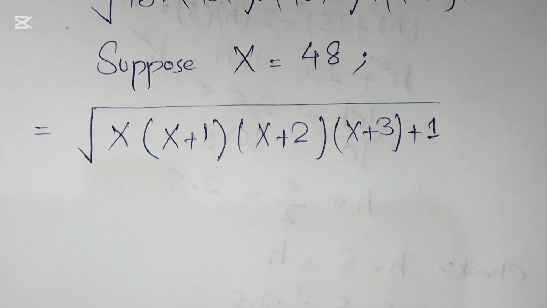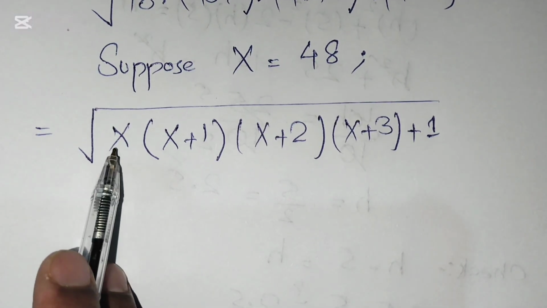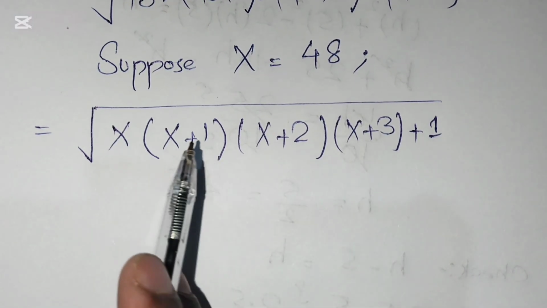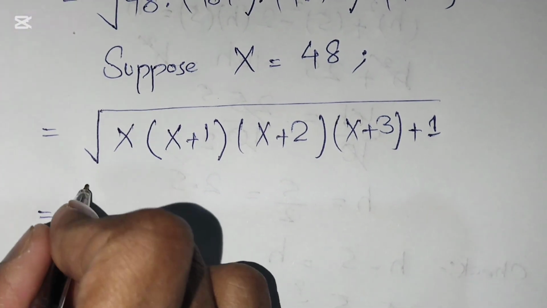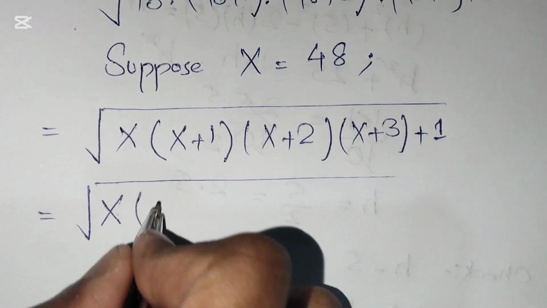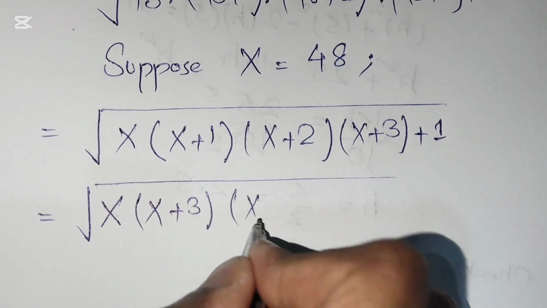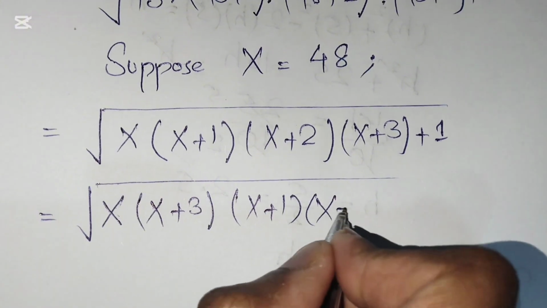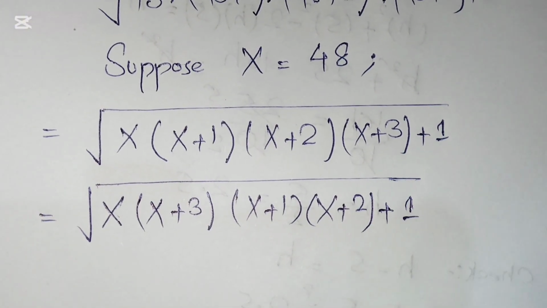Now we will rearrange these terms. We will group together x times x plus 3 and x plus 1 times x plus 2. So the equation becomes x times x plus 3 and then x plus 1 times x plus 2, and this plus 1 as it is.